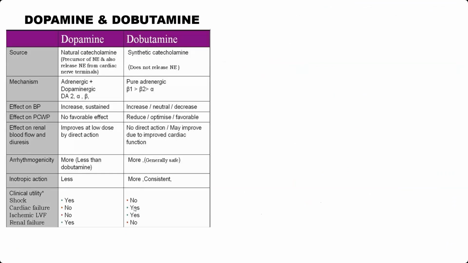Inotropic action is more consistent with dobutamine, and its clinical utility is quite good. It is slightly different in children. In shock, dopamine is good, whereas dobutamine is not good in shock. In cardiac failure cases, it is better to use dobutamine because of the decrease in afterload.